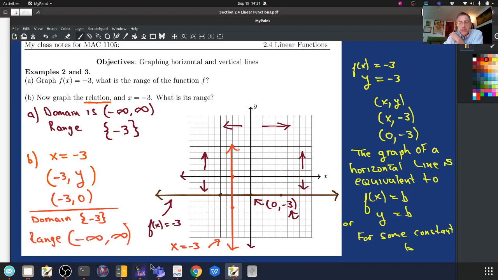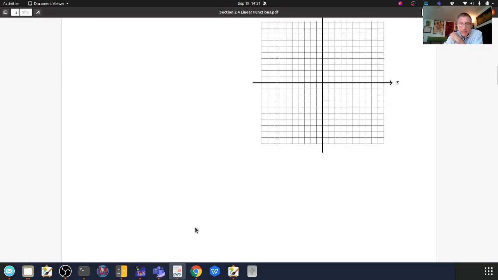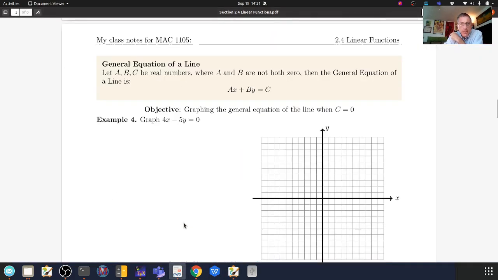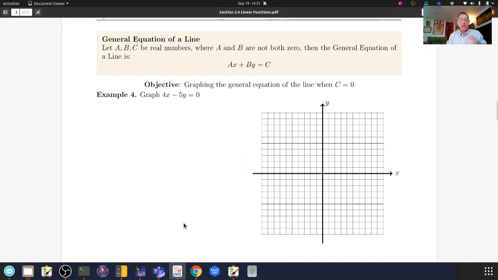So let's do another one. So the general equation of a line. So let A, B, and C be real numbers. And here's the only caveat. A and B cannot both be 0. A can be 0. If A is 0, B can't be 0. If B is 0, A can't be 0. Then the general equation of a line is AX plus BY is equal to C.